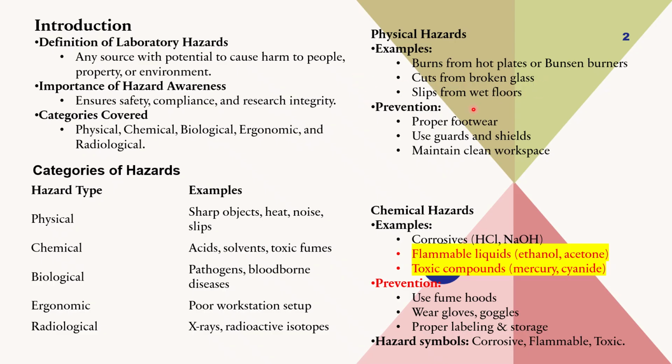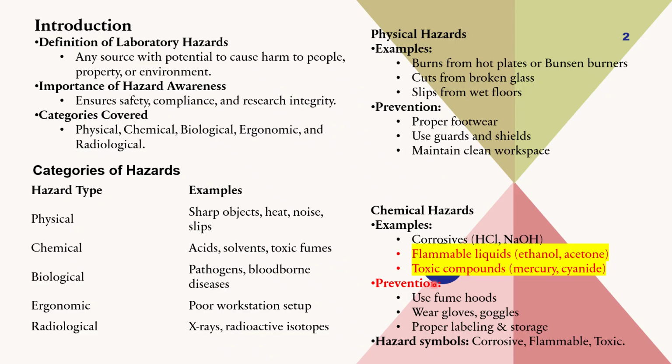Then how can we protect ourselves from these physical hazards? Wearing proper footwear, using guards and shields, and maintaining a clean workplace. Then chemical hazards. Examples of chemical hazards are various corrosive chemicals like HCl, NaOH, H2SO4, etc., flammable liquids like ethanol and acetone, and toxic compounds like mercury and cyanides.